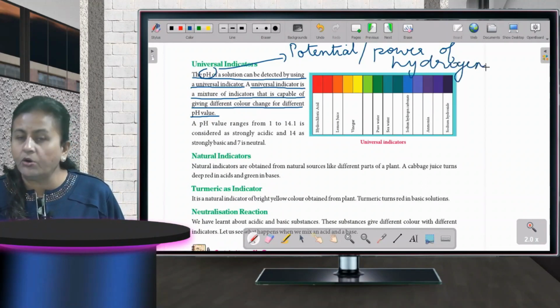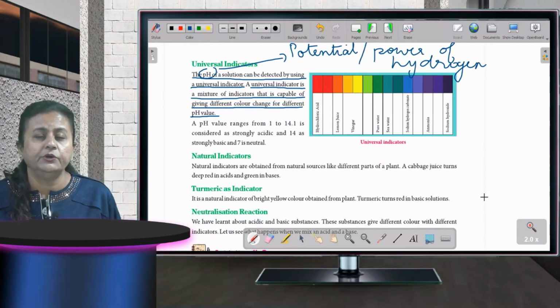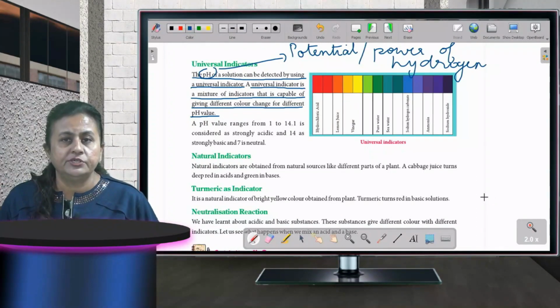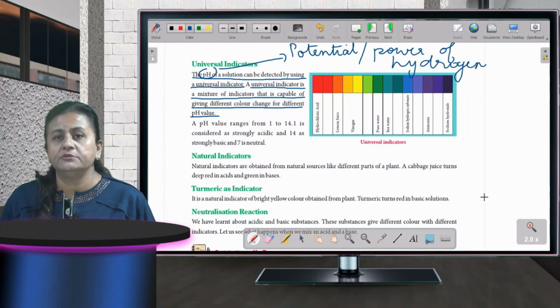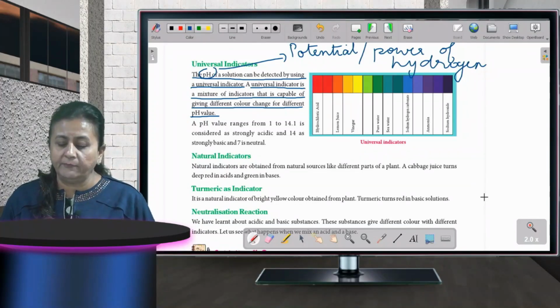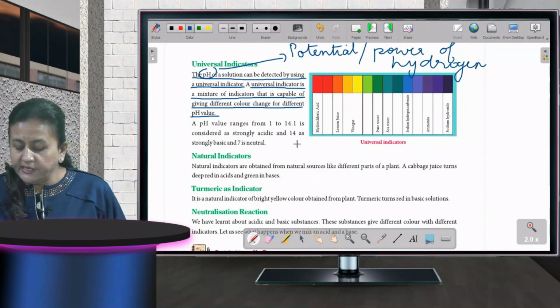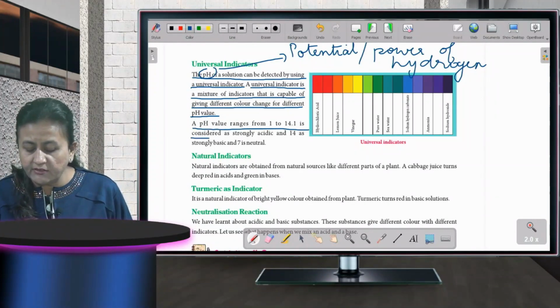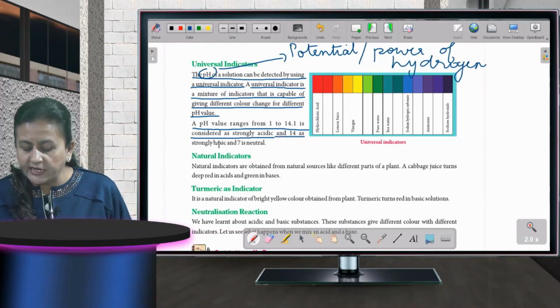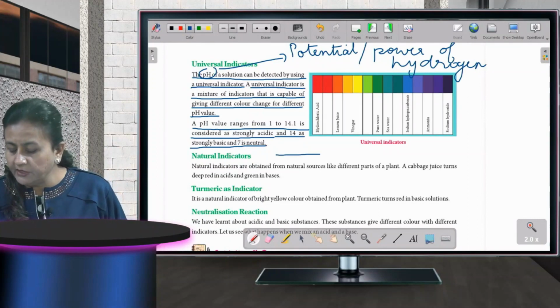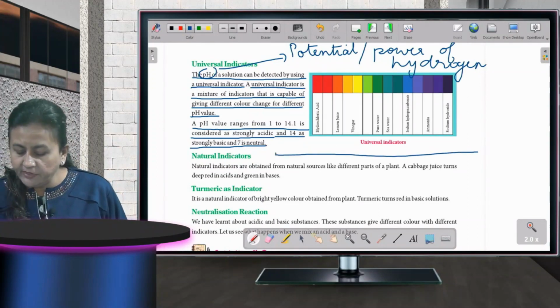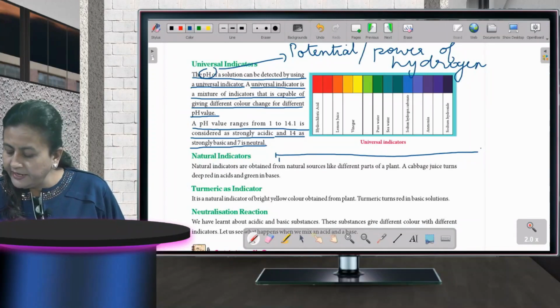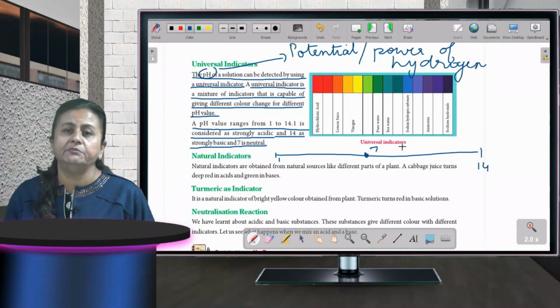All the bases and all the acids contain hydrogen. If you want to know how much hydrogen is there, how many hydrogen ions the given solution contains, you need to do a pH test. The pH ranges from 1 to 14. 1 is considered strongly acidic, 14 strongly basic, and 7 is neutral. This is the universal indicator, it starts from 1 and ends on 14. In case the pH value comes 7, that means it is neutral.